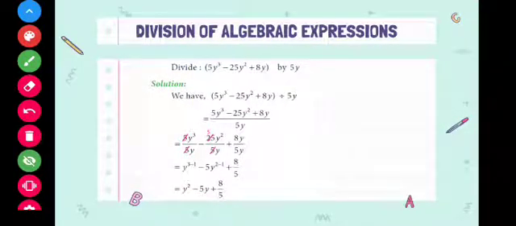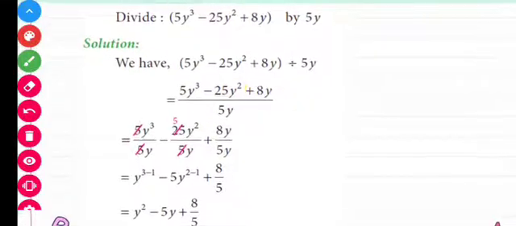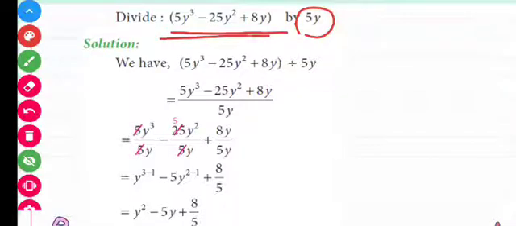Here we are going to enter into a different part. Divide 5y cube minus 25y square plus 8y by 5y. What are we seeing here? We have a monomial term, 5y, and a different term, 5y cube minus 25y square plus 8y. How many terms does this have? 1, 2 and 3. In total it has 3 terms. So what kind of term is it? It is a trinomial. When an algebraic expression has 3 terms, it is said to be a trinomial. Understood? Now we are going to see how to divide a trinomial by a monomial.